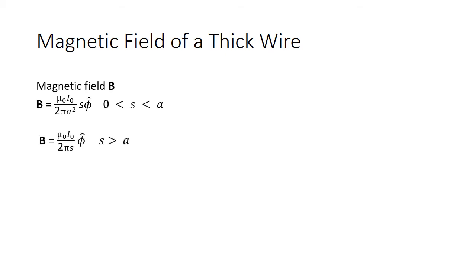Now let's examine these results. The magnetic field B for the thick wire of radius a is a piecewise function. Inside the wire, B is equal to mu 0 I0 divided by 2 pi a squared, all times s in the phi hat direction. Outside the wire, the magnetic field B is equal to mu 0 I0 divided by 2 pi s in the phi hat direction.